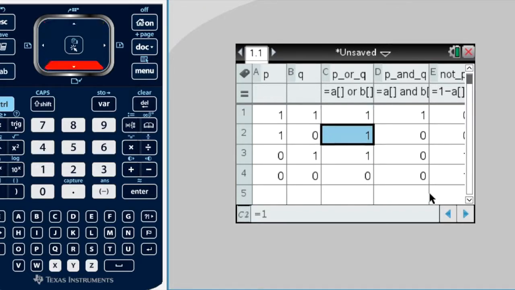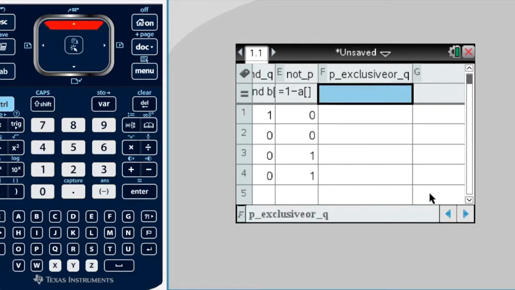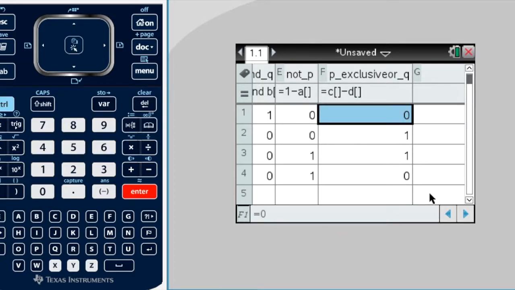So what I could do is I could use this column and then subtract the P and Q column. So that's the C column minus the D column. So let's have a look at that. Equals C minus D. And there you go, that is in fact exclusive OR, P exclusive OR Q. And you get it right there.